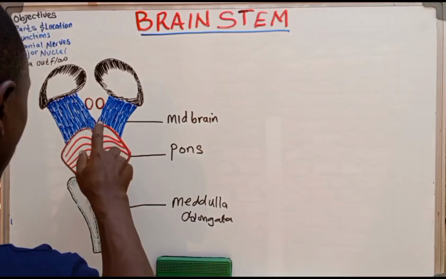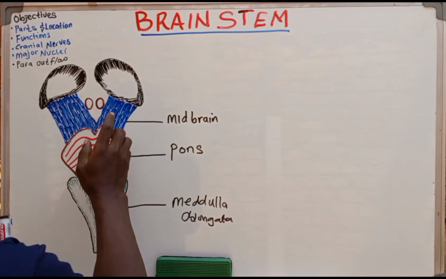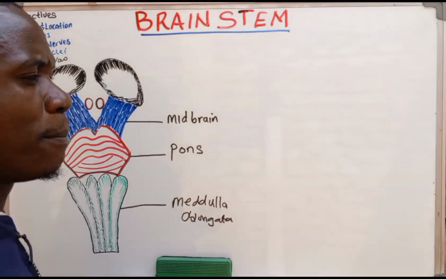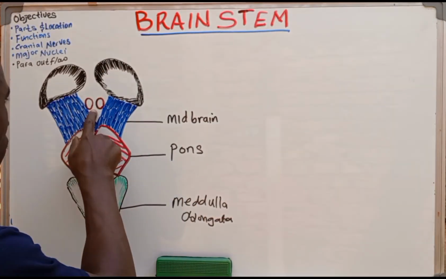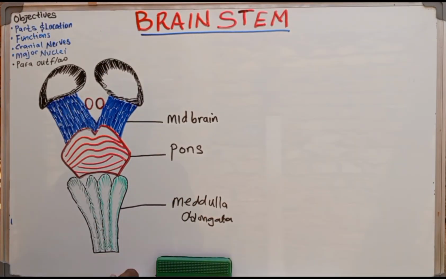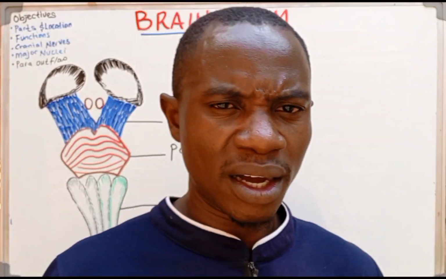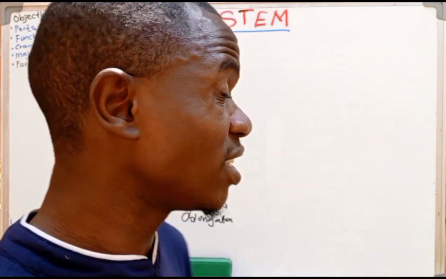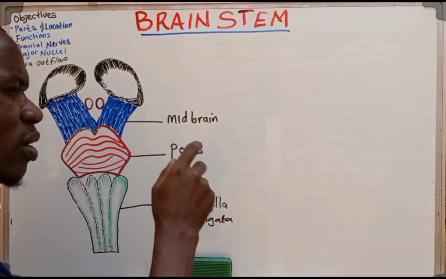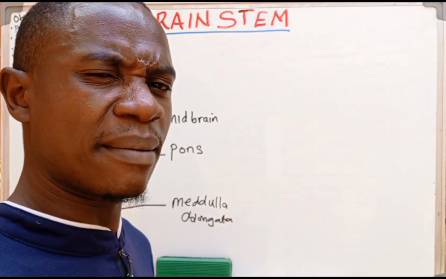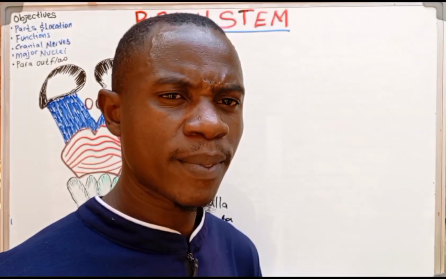Now, when you see this kind of depression, which is located in between what we call the cerebral peduncles, how do we call this small depression inside here? This one is what we call the interpeduncular fossa, and this area is one of the areas providing the exit of one of the cranial nerves, and that's cranial nerve number 3, which is the oculomotor.